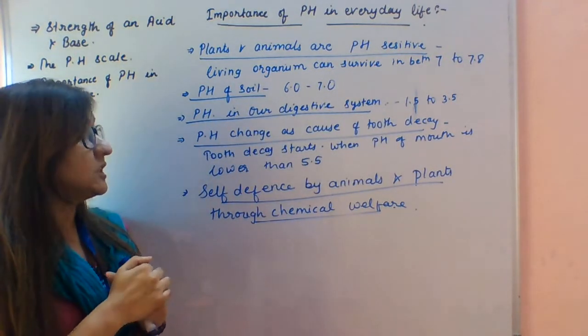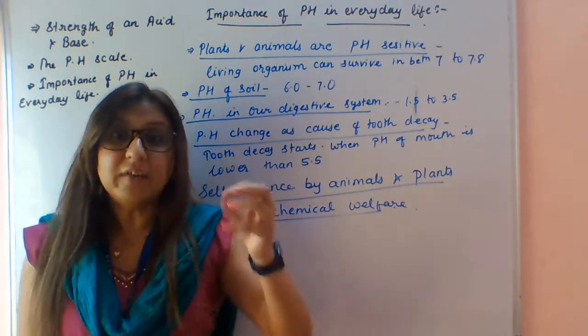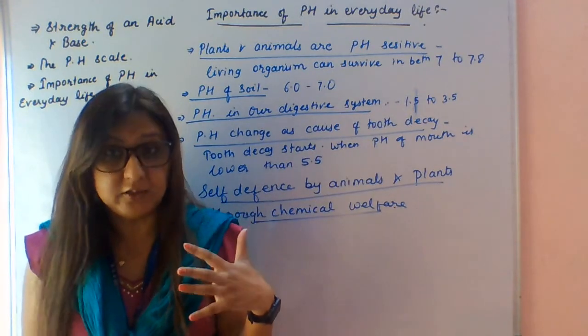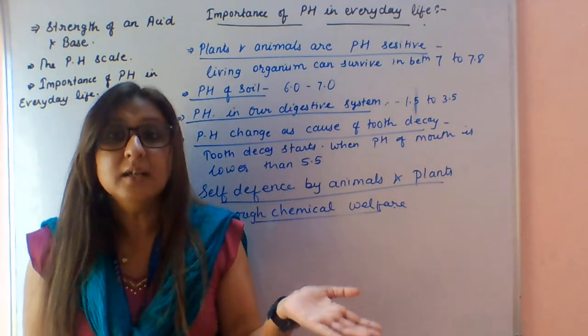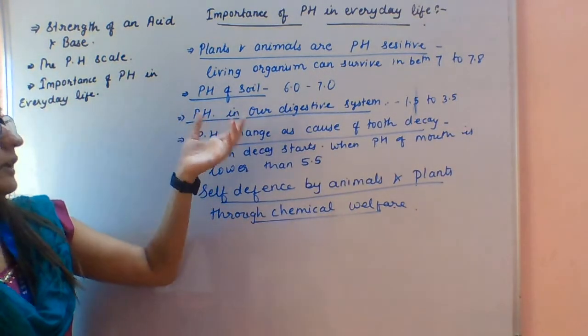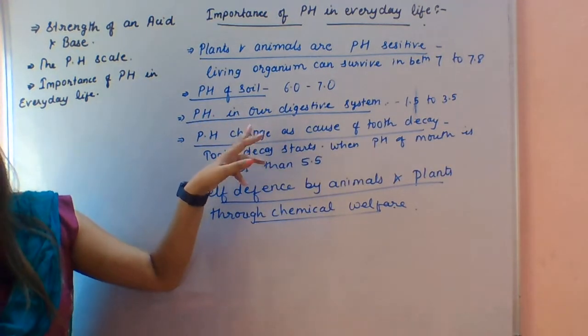Okay, next, pH while selecting fertilizers also. When we are putting fertilizers on the crop, we should regulate the pH. We should know what the pH of the soil is, then only can we add the fertilizer to the soil, for healthy crop production. Now the pH in our digestive system.